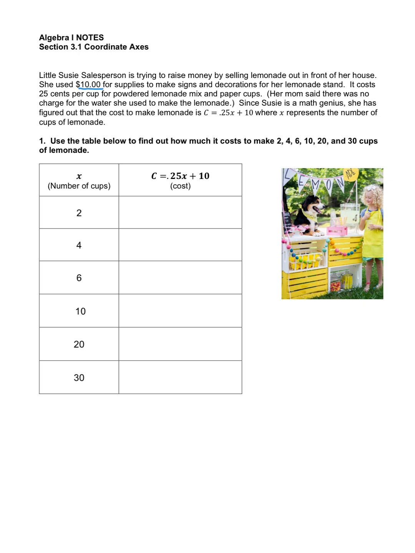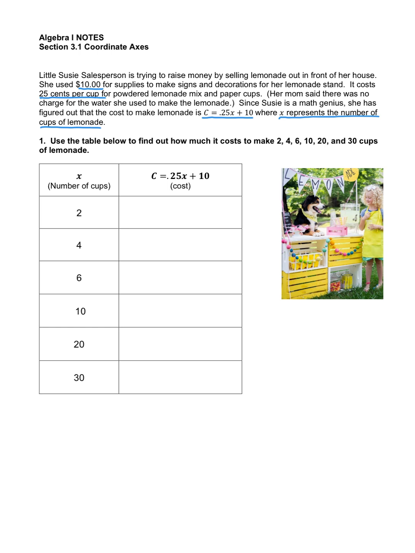It costs 25 cents per cup for powdered lemonade mix and paper cups. Her mom said there was no charge for the water she used to make the lemonade. Since Susie is a math genius, she has figured out that her cost to make lemonade is C equals 0.25x plus 10, where x represents the number of cups of lemonade.